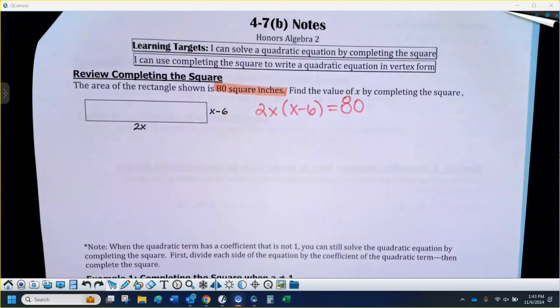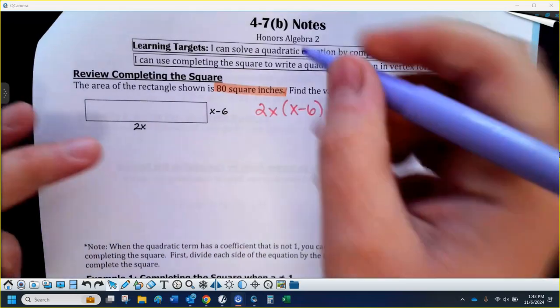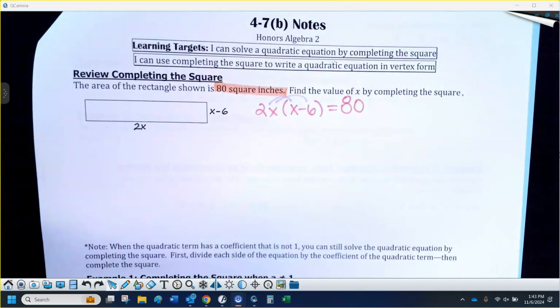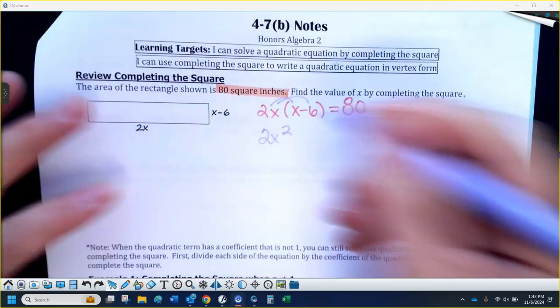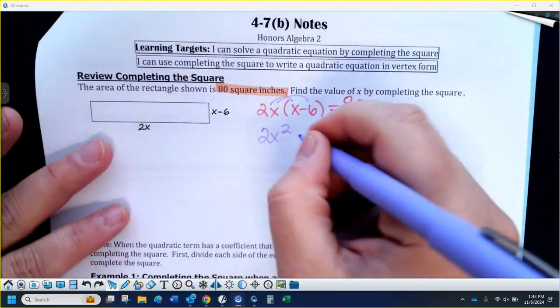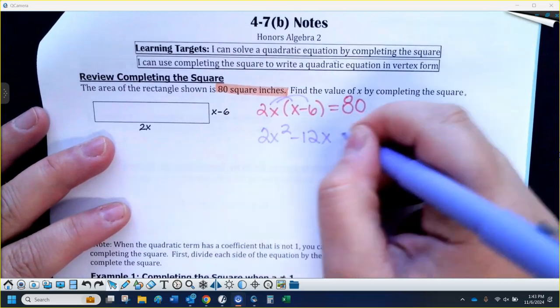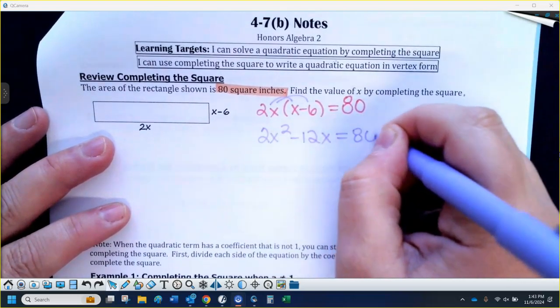Okay, now just do a little distributive property. That's what's going to create the quadratic here. When I multiply 2x times x, it becomes 2x squared. So there's my quadratic. 2x times negative 6 is negative 12x, and that's equal to 80.